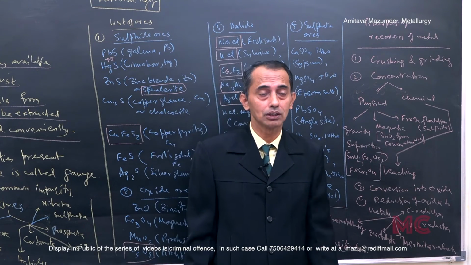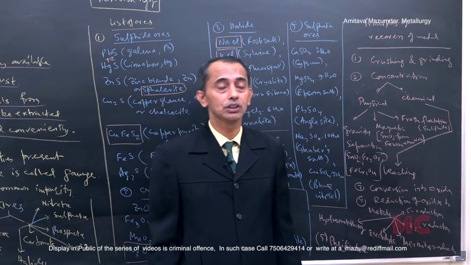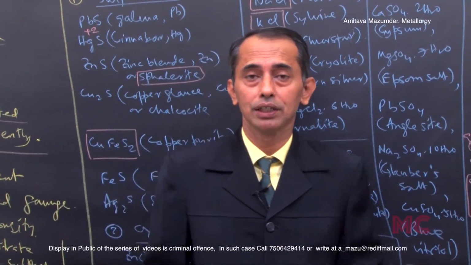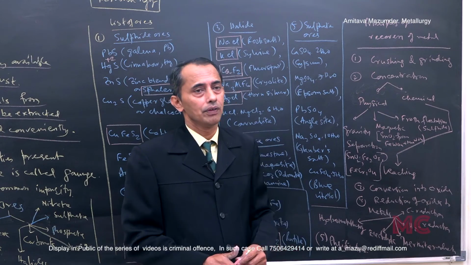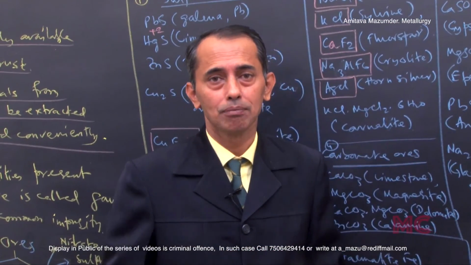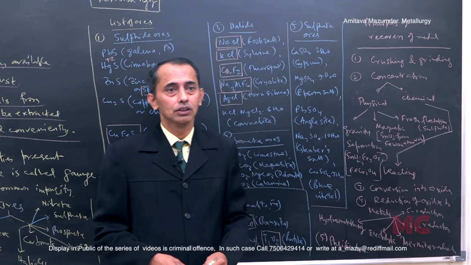After getting the metal, we do the purification. Purification can be of many types, like zone refining. Purification can be distillation. Purification can be electrorefining. So many processes are there for the purification. I'll discuss them one by one in this chapter, session wise.